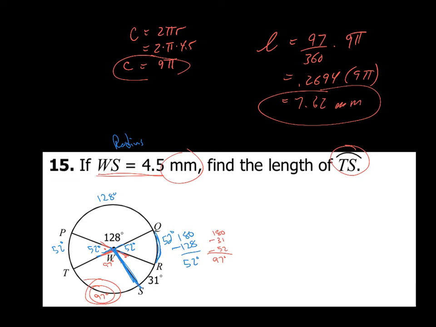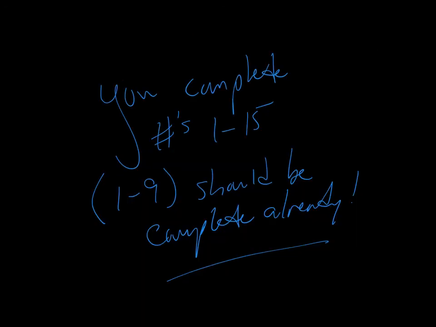Now, what if I had used the 3.14? If I used 3.14 in place of pi, I would have got approximately 7.61 millimeters. So both these answers are very, very close, and both are legit. Okay, so now you complete numbers 1 through 15. Of course, you should have already hit pause and completed 1 through 9 already. And that'll wrap it up, okay?